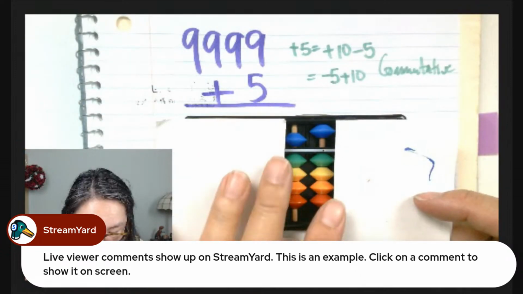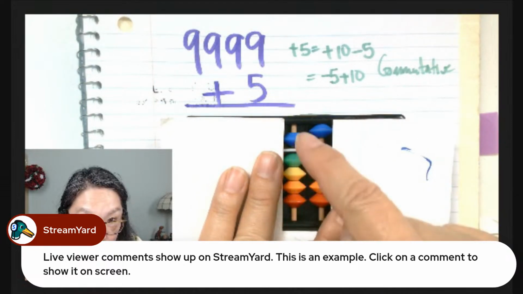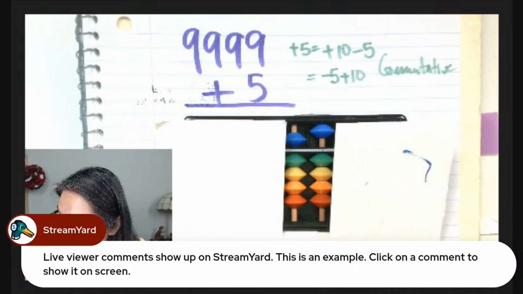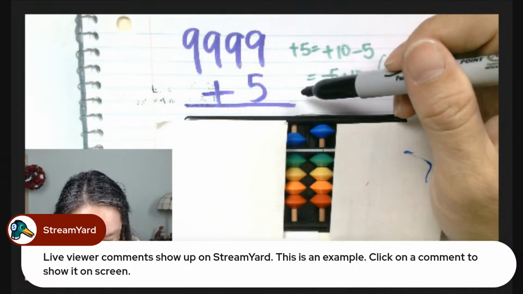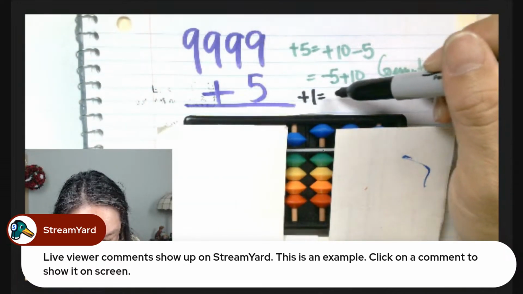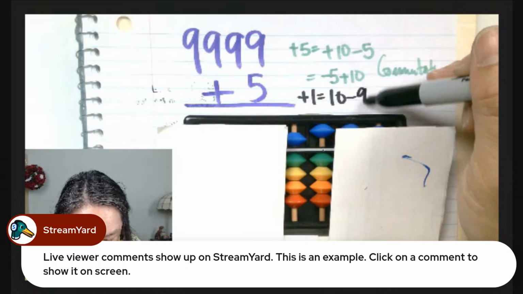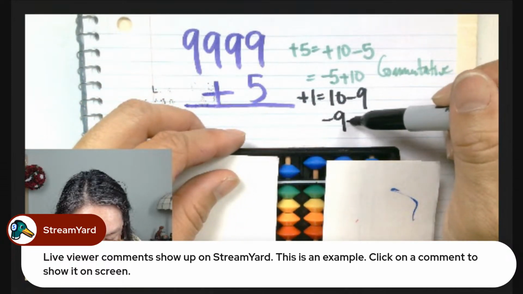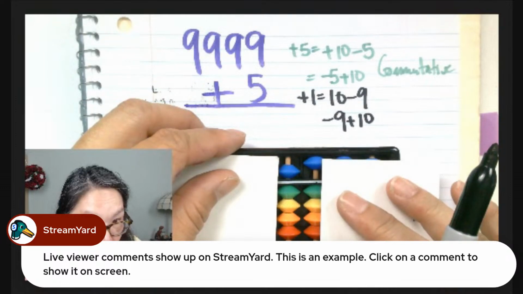Notice I cannot plus the 10. So this is my 1 that I need to add. I don't have enough beads to add. What do I do? Well, we know how to plus the 1. Plus the 1 is equal to plus the 10 minus 9. And again, we can switch that around. We can say minus the 9 plus the 10. Make sense?